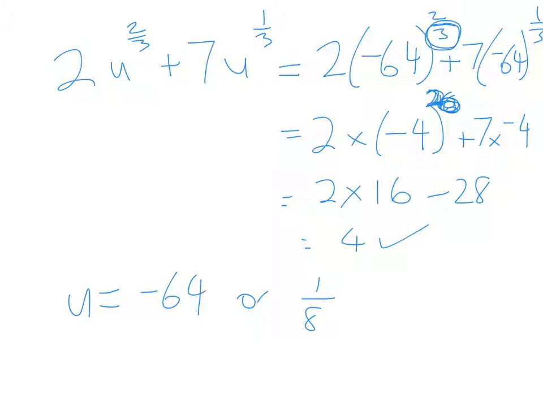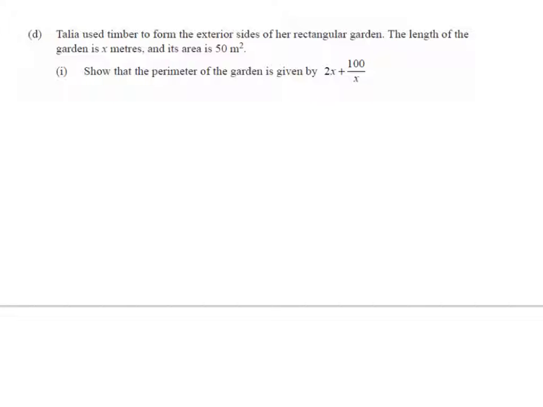Okay, on to part D. Talia used timber to form the exterior sides of her rectangular garden.